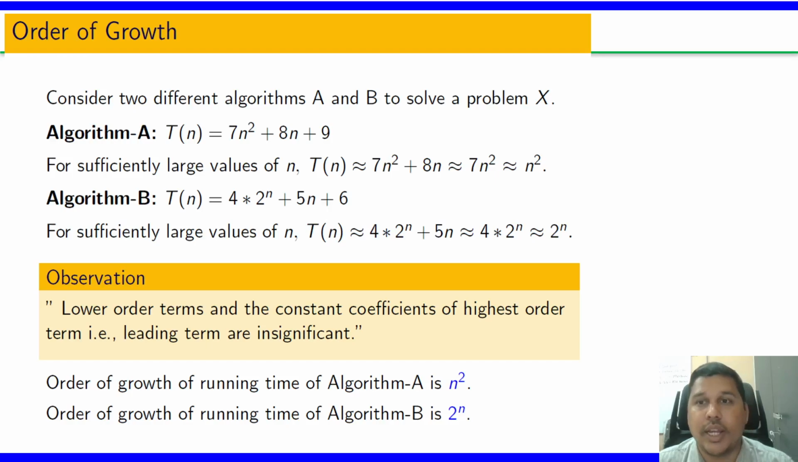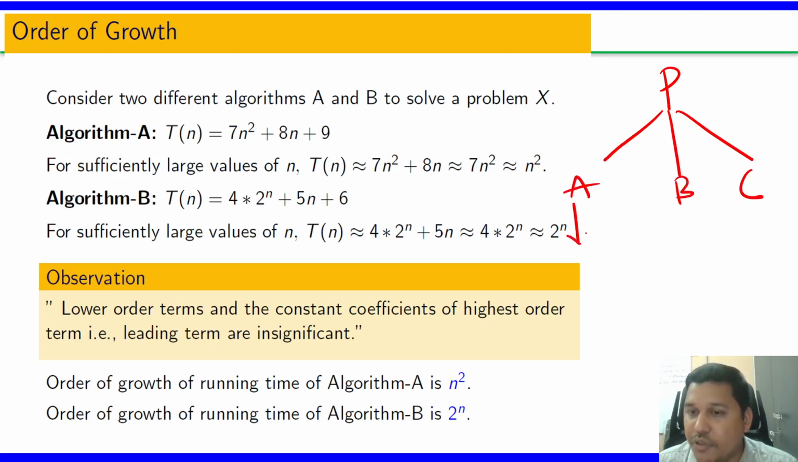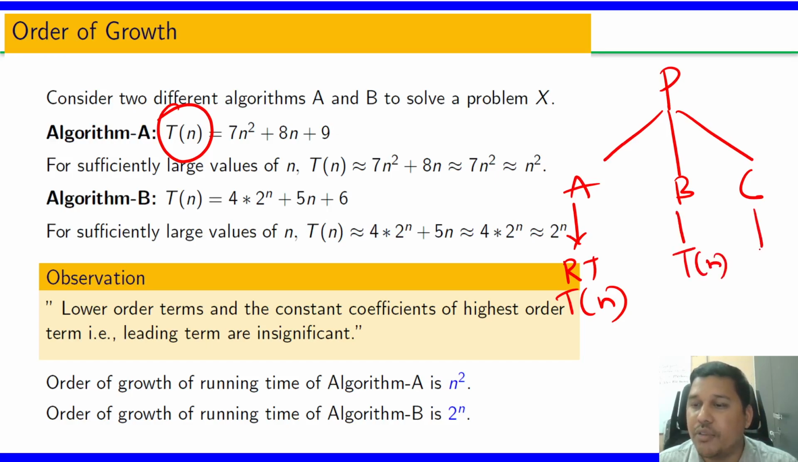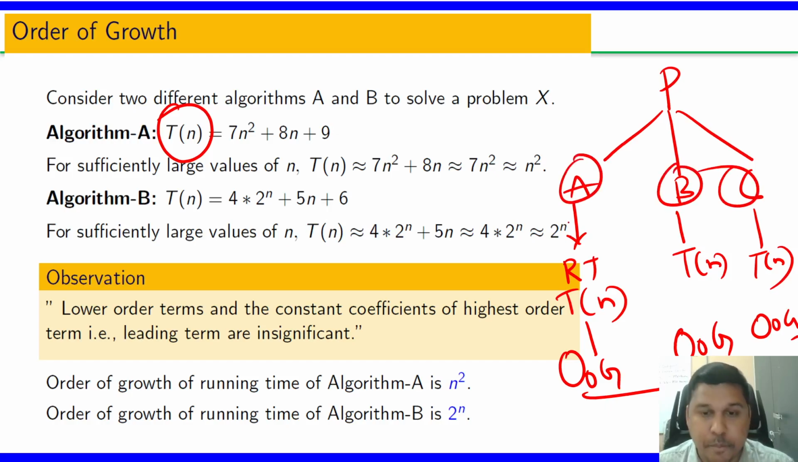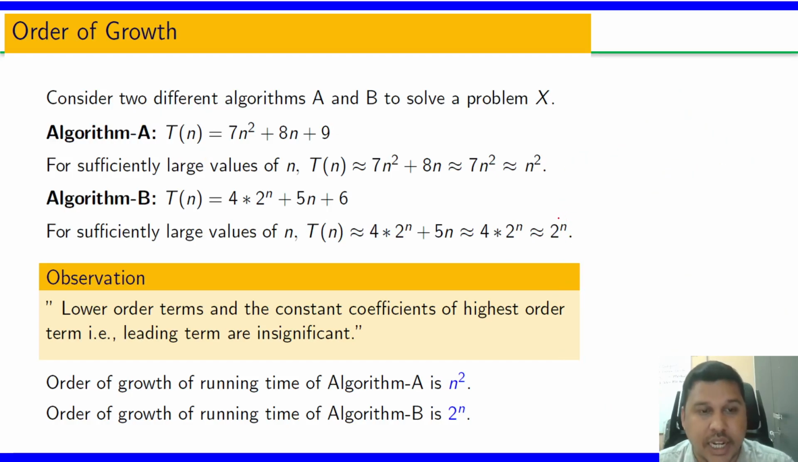So the goal here is, when you have a problem P, you have 3 solutions A, B, C. For each solution, find out the running time, that is T of n. T of n is the notation for that running time. For this also you find out T of n. For this also you find out T of n. Then find out the order of growth of each of them. Compare this order of growth and come to a conclusion on whichever is high or low. Okay, I hope it is clear.